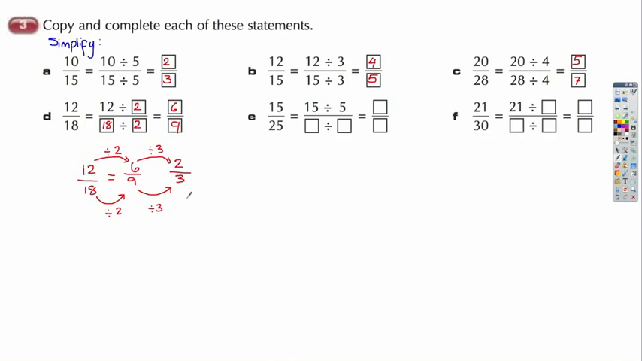And it's only the 1 times tables, so we can stop at 2 over 3. So that is your final answer for part D. You could have done it in one step and gone from 12 over 18 and seen that if we just divide straight away by 6, then that will give me 12 divided by 6 is 2, 18 divided by 6 is 3.